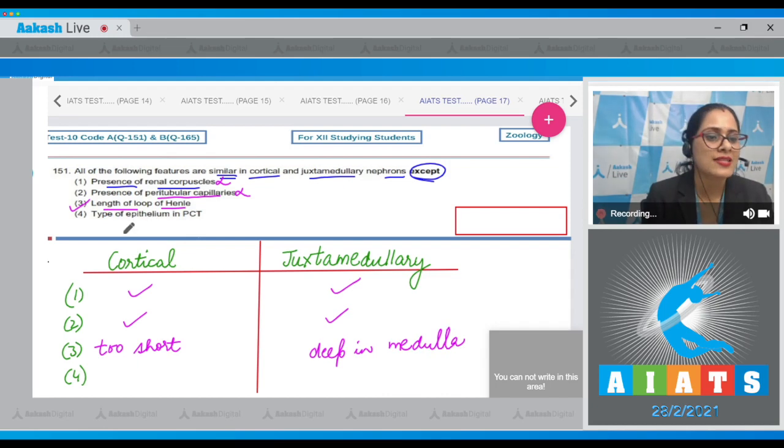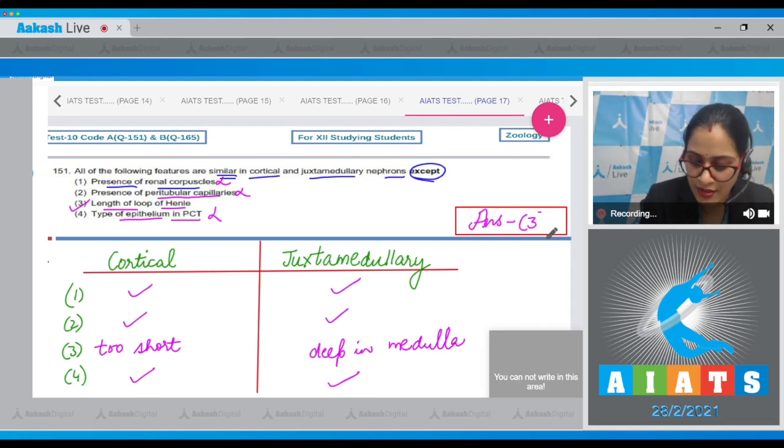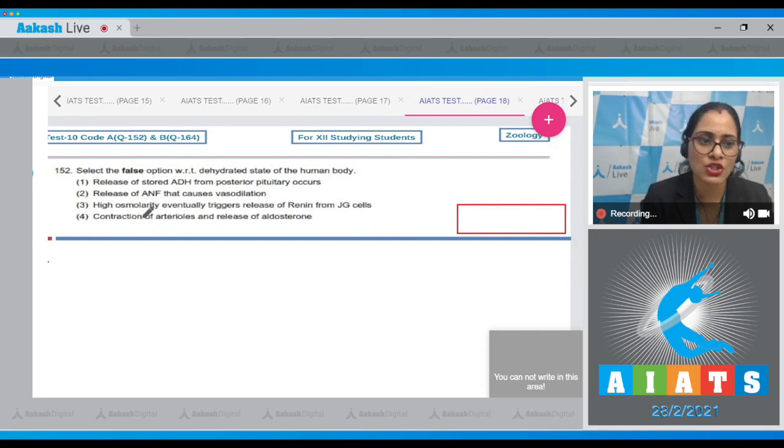The last option is type of epithelium in PCT, and this is incorrect as the type of epithelium is brush bordered cuboidal epithelium in PCT of both cortical and juxtamedullary nephrons. So the correct answer to this question is option number 3. Let's proceed to the next question, question number 152.